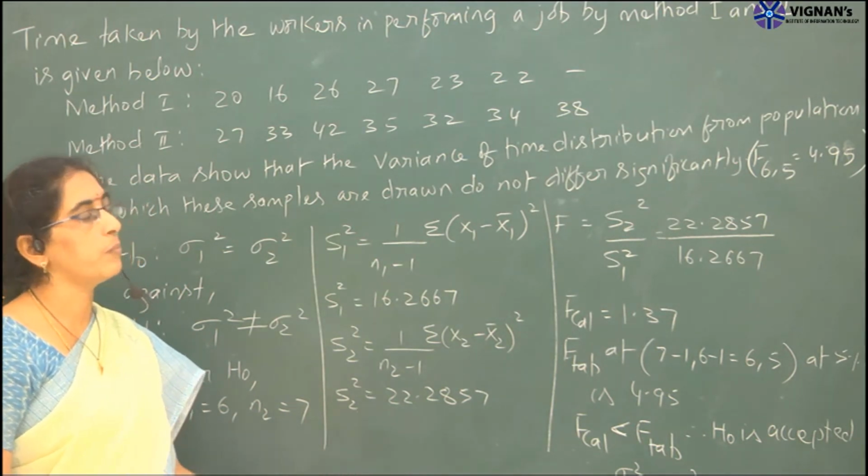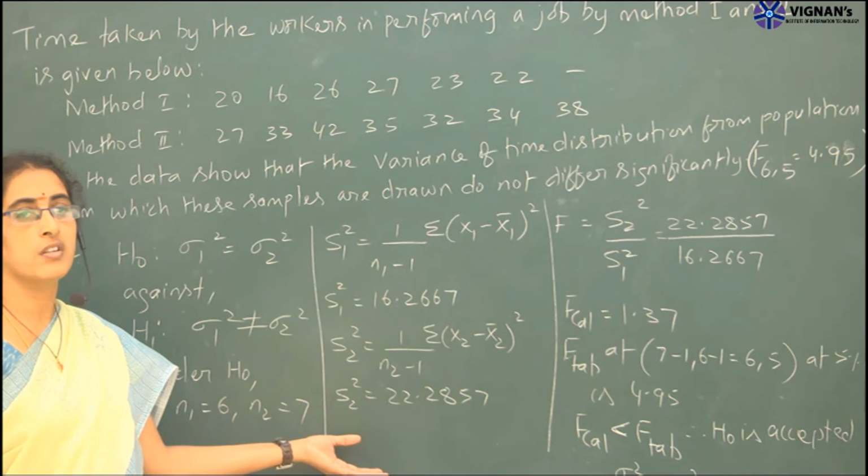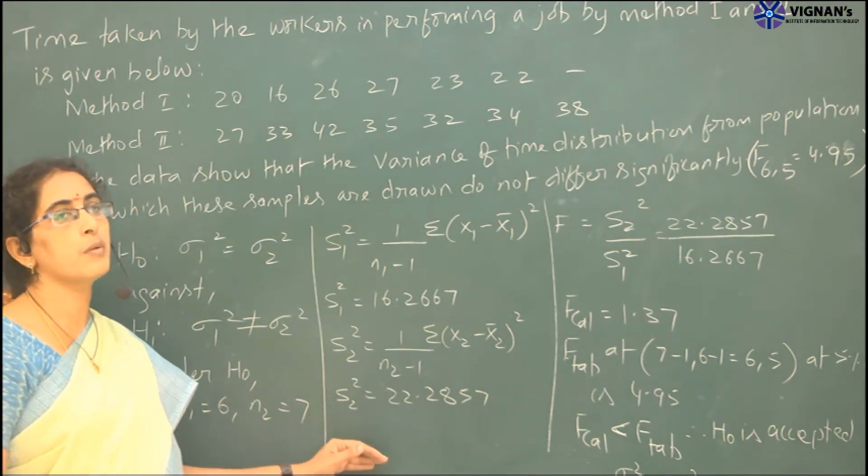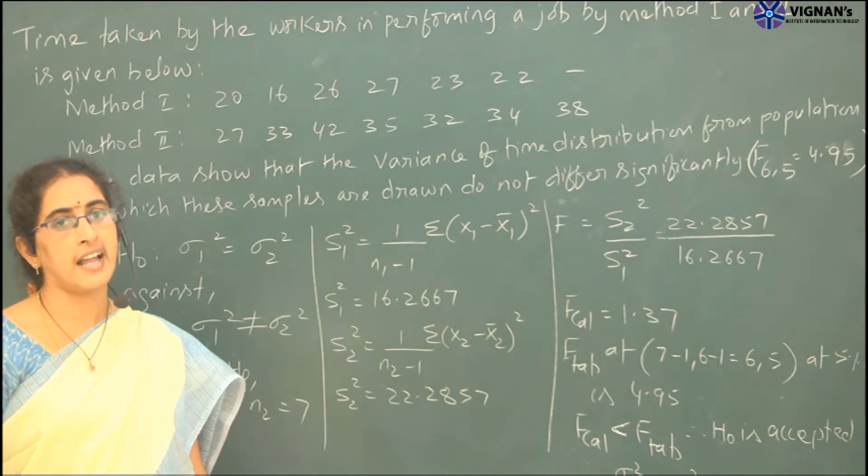So that's about the problems on differences of variances. Now in the next class we will discuss the qualitative data, that is the chi-square distribution.